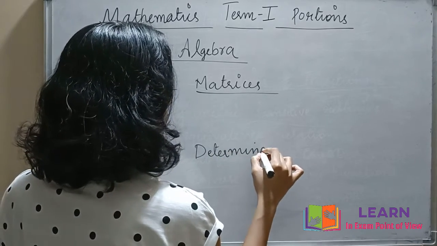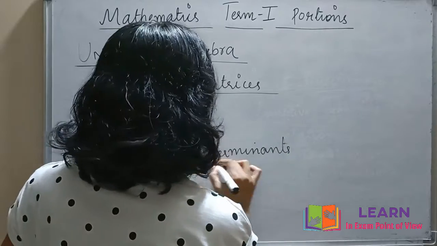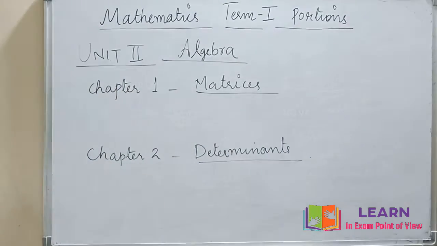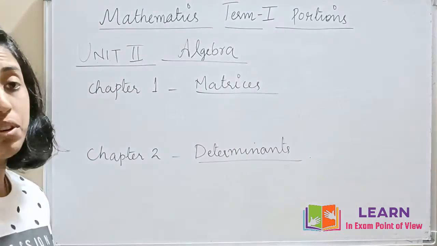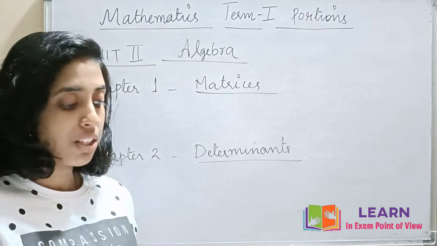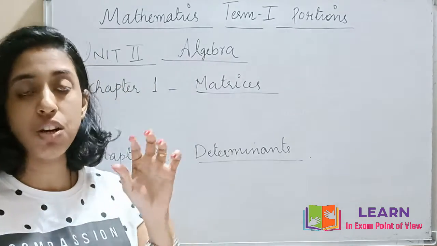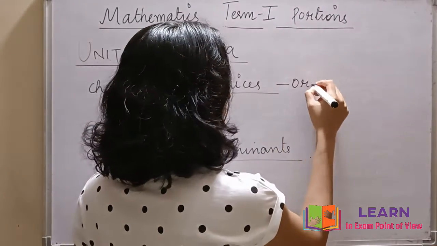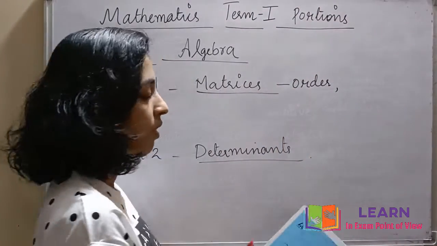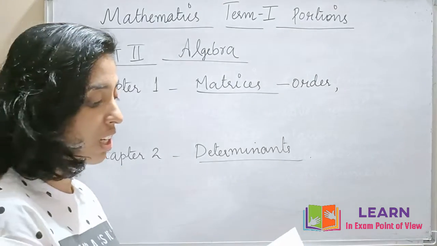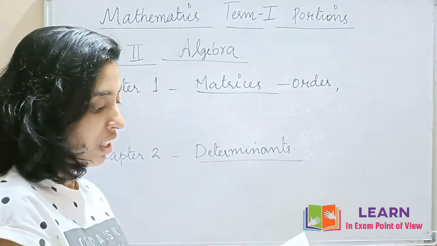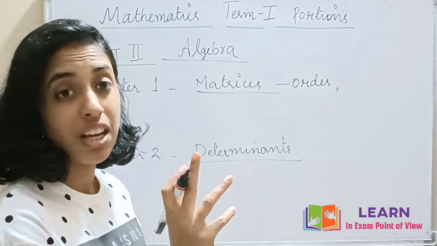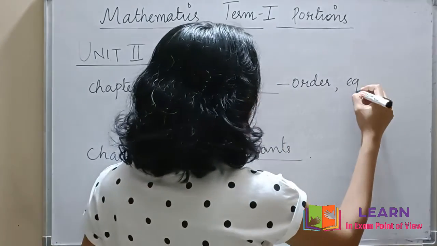Both are very important chapters. So what all things will you study from matrices? You should know what the order of a matrix is. Order you have to study. Then equality. Equality means when two matrices are equal.